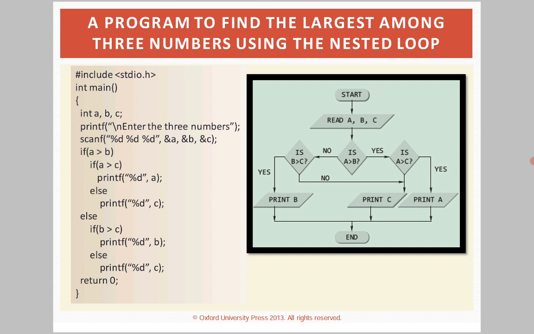Suppose A is greater than C is false, then C is the maximum value, so we simply print C. And if A is not greater than B, meaning A is greater than B is false, then we test whether B is greater than C or not. If yes, then B is the maximum value, otherwise C is automatically the maximum value.